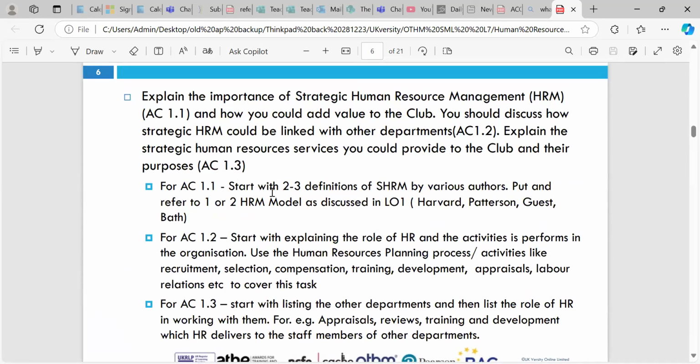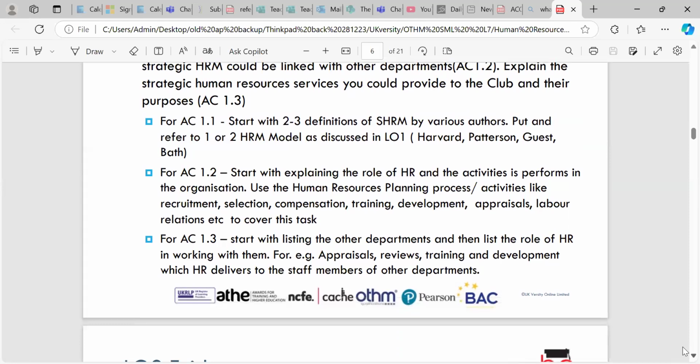You can start with 2, 3 definitions about HR. You can discuss the Harvard, Pearson, and Guest models as suggested and as we have in our PowerPoint slides; those are given on our Moodle page as well. For assessment criteria 1.2, you discuss what planning, recruitment, and selection in HR are, why they are important, and why this is crucial for London Club, because of putting the right people in place.